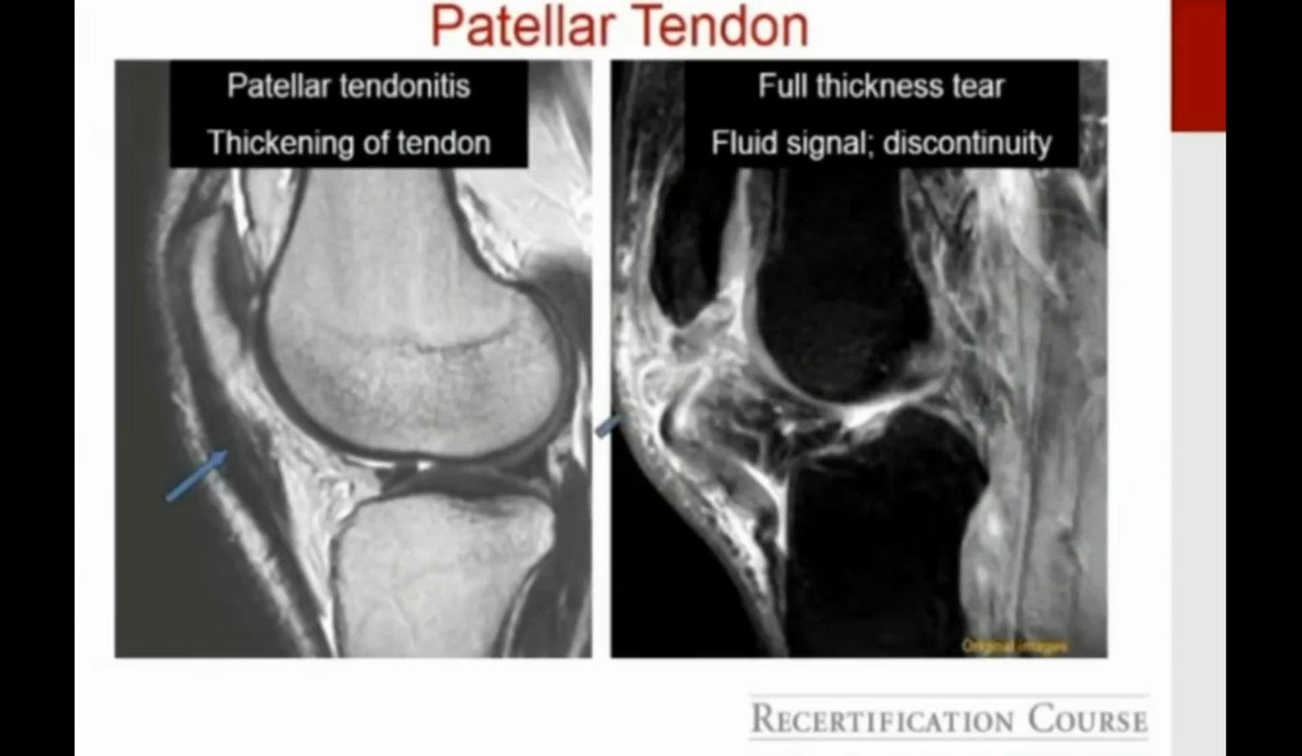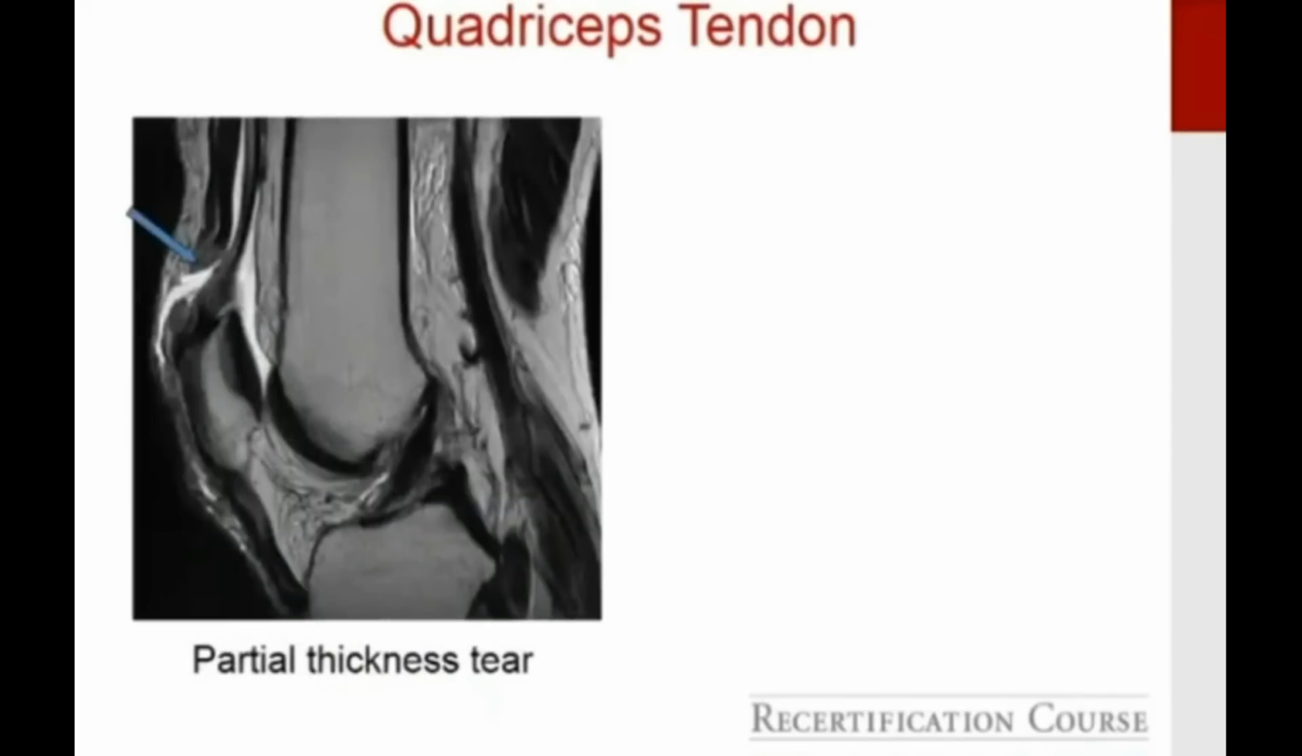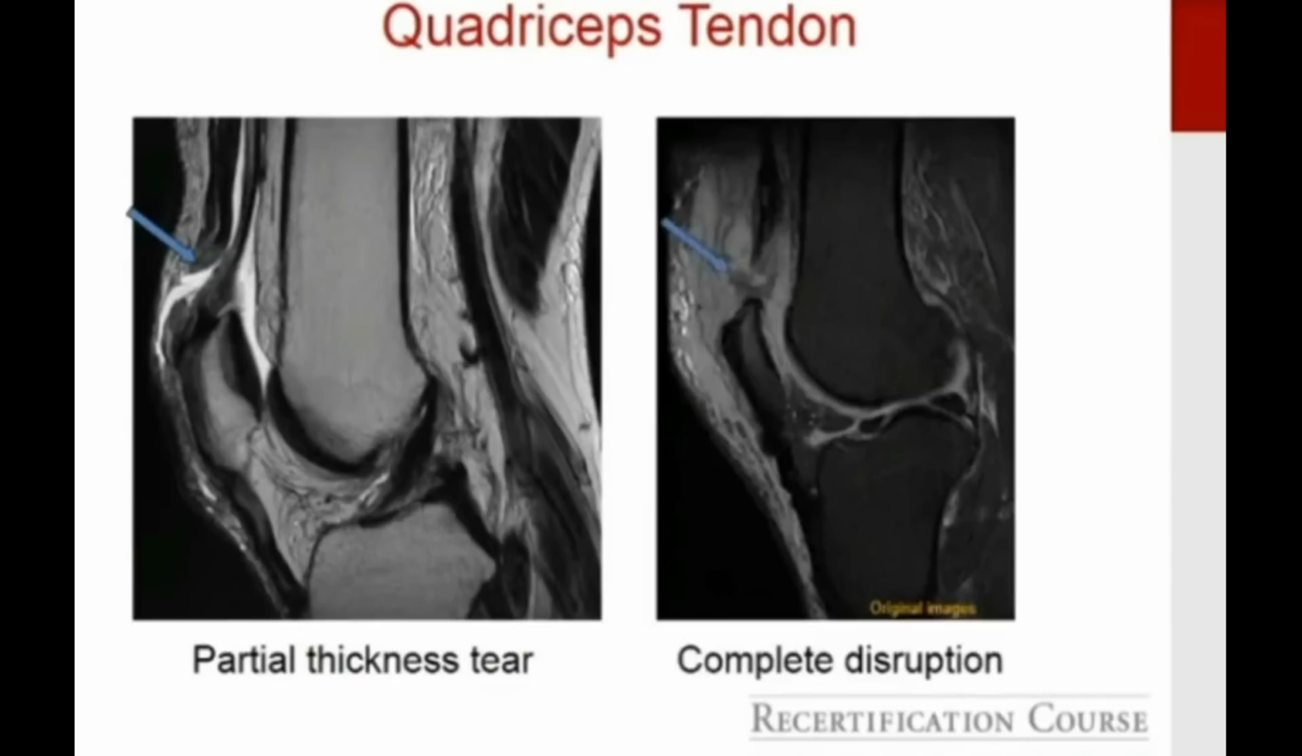And then, of course, a full thickness tear, we see disruption, laxity, and discontinuity of the patellar tendon. The quadriceps tendon, again, should be uniform in thickness and signal. We may see some very thin internal striations associated with the separate bundles of the quadriceps tendon. But once we start to see thickening and edema, as we see in the right-hand image, this is indicative of tendinosis. A partial thickness tear, we'll see partial discontinuity with fluid signal extending into the substance of the tear. And then with a full thickness tear, we see frank discontinuity of the tendon and inferior displacement of the patella.